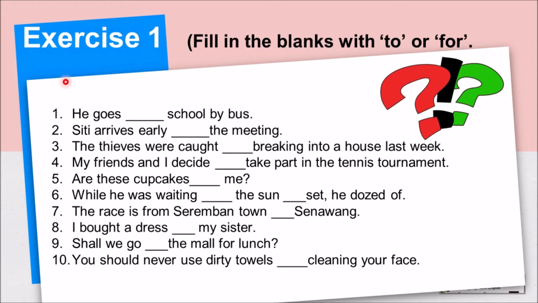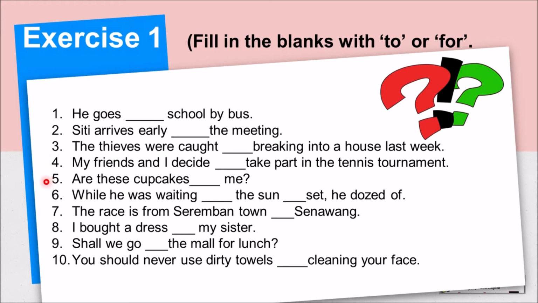Now it is exercise time. The instruction is fill in the blanks with "to" or "for". Let's look at number 1. The sentence is: he goes blank school by bus. Number 2. Siti arrives early blank the meeting. Number 3. The thief was caught blank breaking into a house last week. Number 4. My friends and I decided blank take part in the tennis tournament.